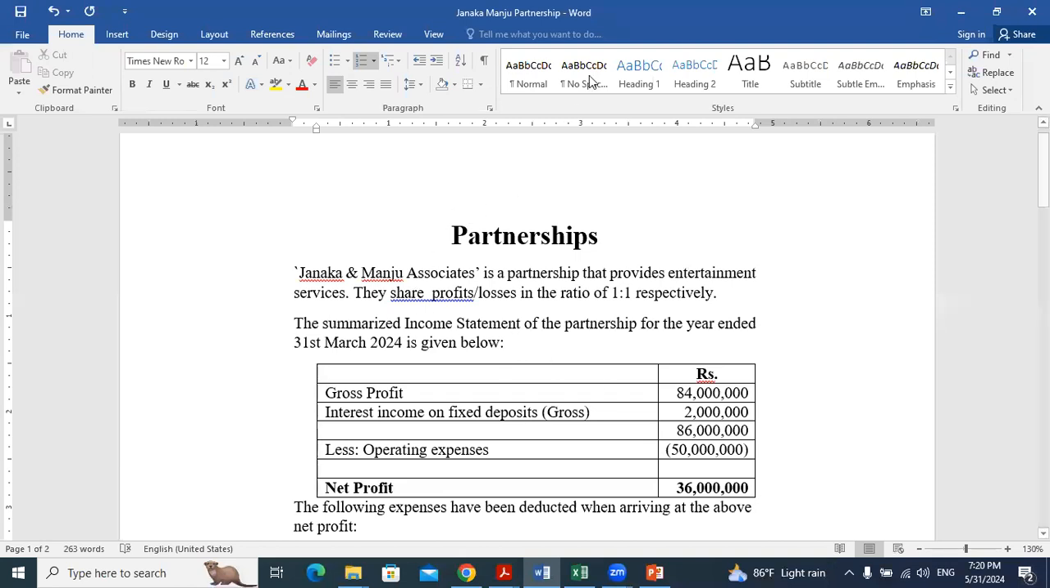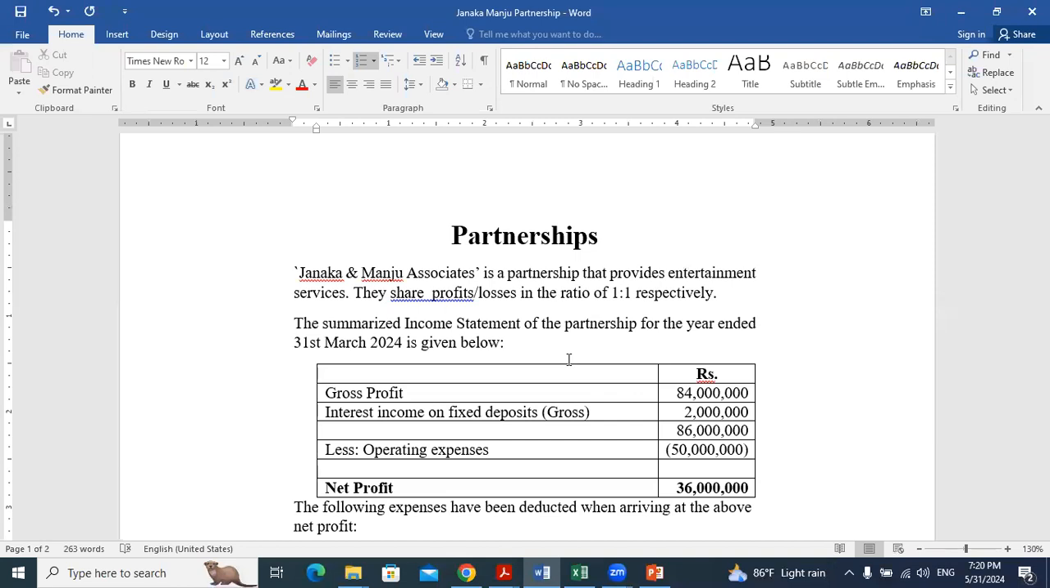Okay, I have given extra time also. This is Janak and Manju Associates, the partnership that provides entertainment services. They share profits and losses in the ratio of 1:1 respectively. Thereafter, the summarized income statement of the partnership for the year ended 31st March 2024 is given below.